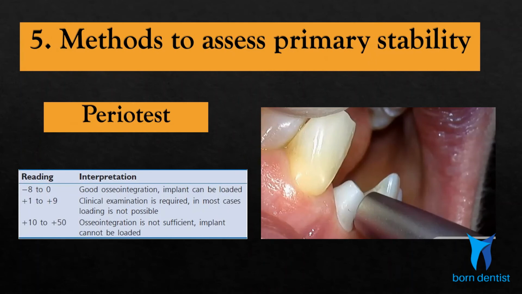Now next is a device called a Periotest. It is a device which has an electrically driven and electronically monitored tapping head that percusses the implant a total of 16 times. The entire measuring procedure takes about 4 seconds. The instrument includes a tapping rod that impacts the abutment implant assembly, and readings are obtained ranging from -8 to +50. The interpretation of readings is given in the slide, but a good stability is below 0.